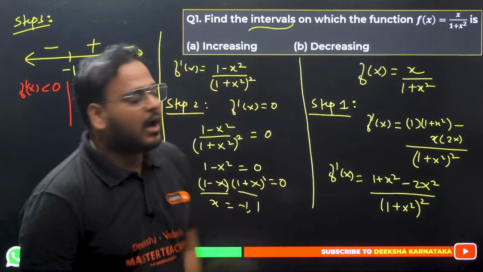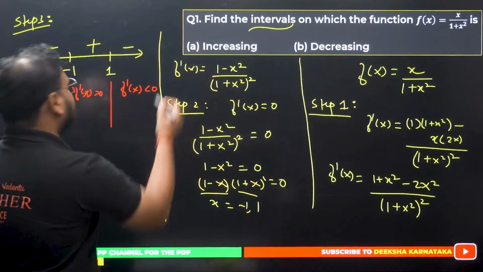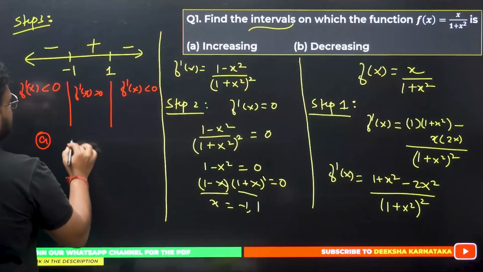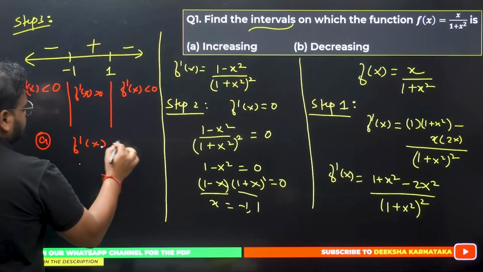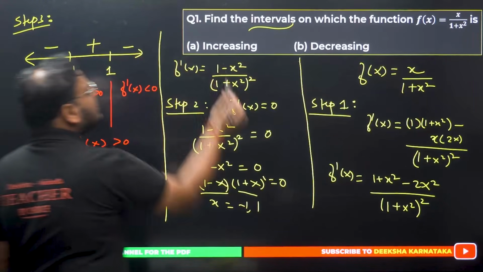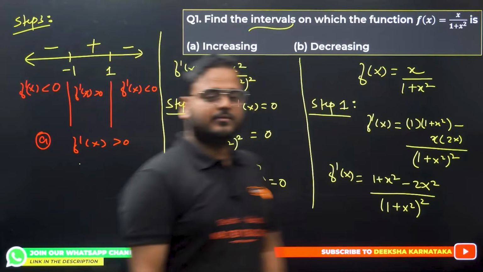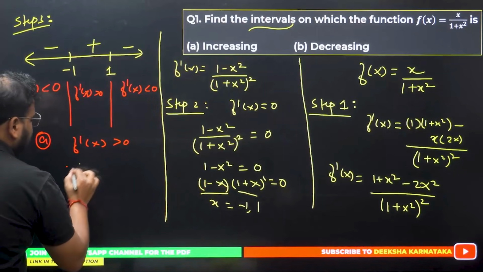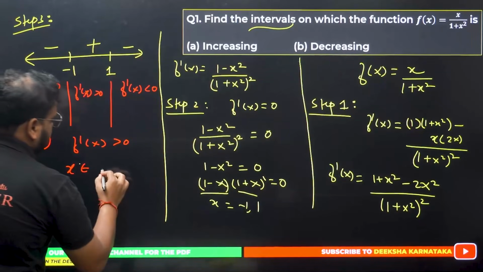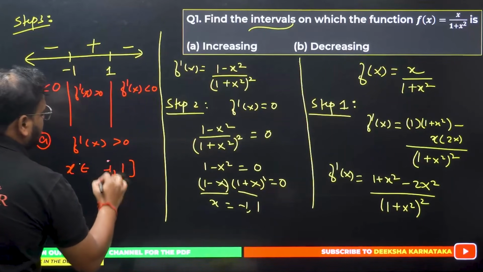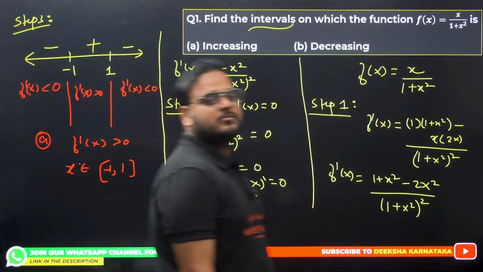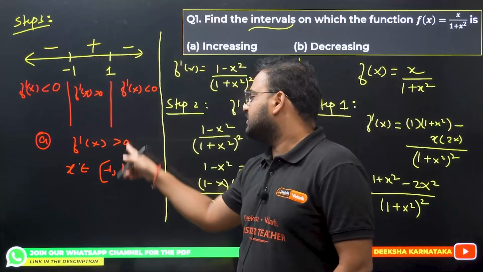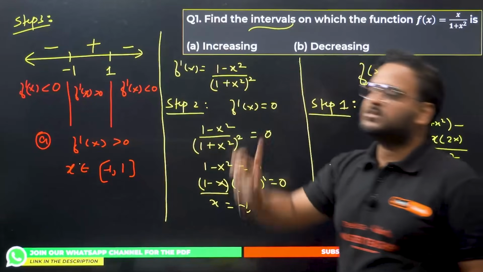Now what are they asking? Decreasing and increasing. Look at the first option. They're saying increasing. Increasing means the derivative has to be positive. Where is it positive? Only in this interval. So you start from here. X belongs to minus 1 to 1. In minus 1 to 1, please check, we have this as positive. So the answer for this one is minus 1 to 1.